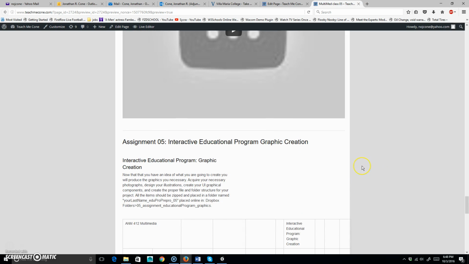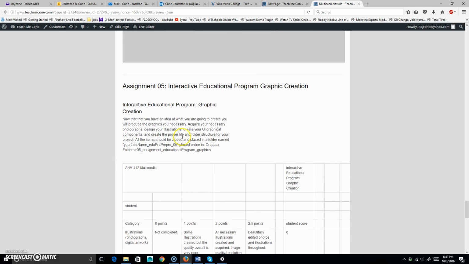Your next assignment is going to be to create an interactive educational program. Basically, what I want you to do is create your graphics. So you're going to find photographs or take photographs of whatever it is that you need, draw or create whatever illustrations you need, and then also make your UI components, meaning your buttons, sliders, whatever kind of UI elements you're going to have, you're going to want to make those as well. And then lastly, you're going to make a Unity project folder, and you can put all the folders and your artwork in there. Put that all together, zip it, and put it in here.